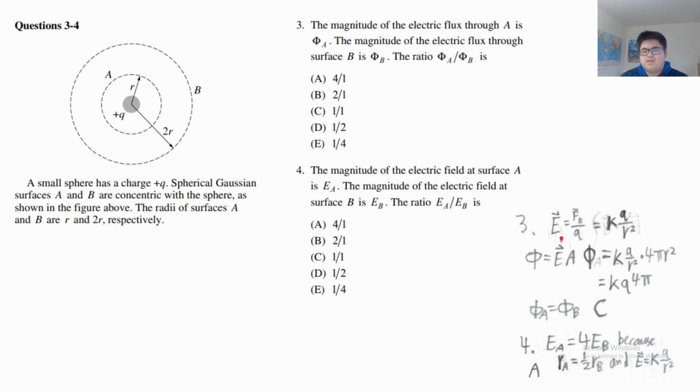Now, the electric field can be written as K times Q over R squared, Q being the charge.